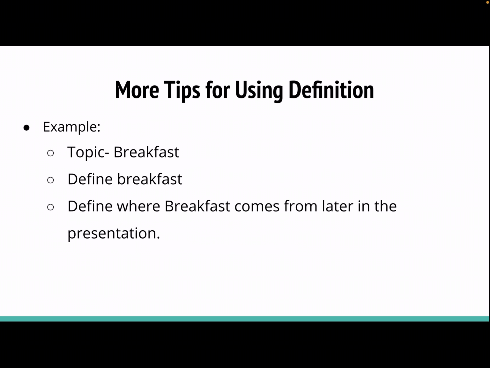More tips for using definition. Now this is an example. I'm going to use the topic of breakfast. Now breakfast, for most people, is the first meal of the day, and some people will split it up: break, fast, with fasting being not eating. You normally don't eat from dinner the past night to breakfast in the morning. So this is normally people's first meal of the day, and they're breaking their fast over the night.